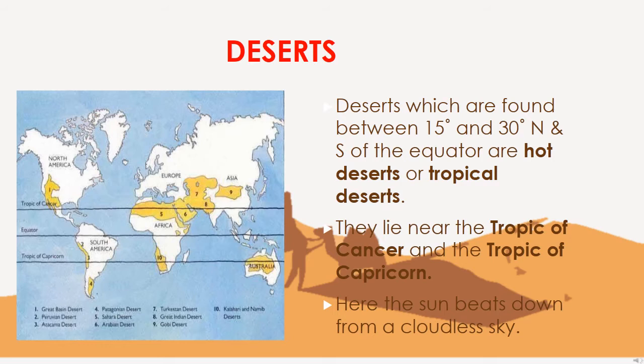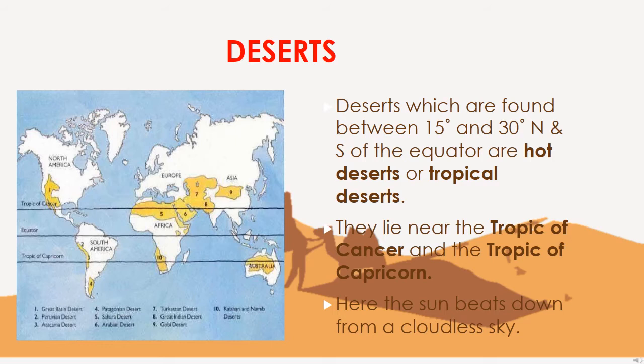It is cloudless because there are no water bodies in the desert, and hence there is no evaporation happening, and ultimately there is no warm air going up in the form of water vapor, the air full of moisture which generally rises up. That does not happen here in the desert region, and hence there is no formation of clouds. So here the sky is cloudless.